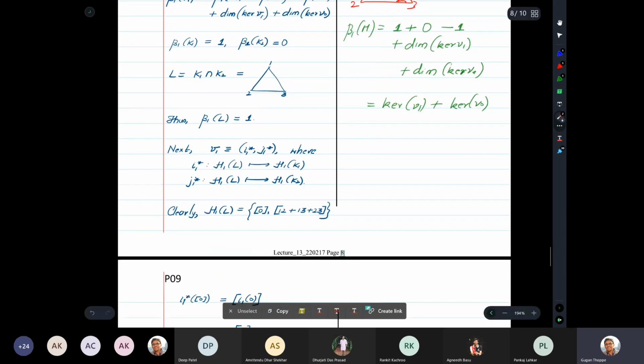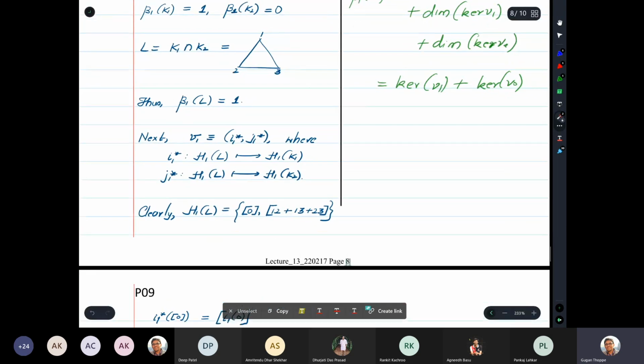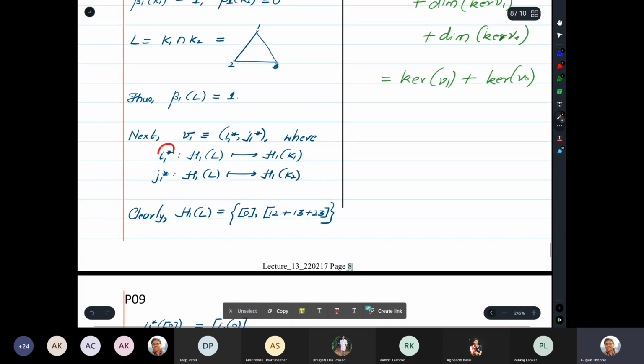Okay, so let's try to recall what these nu 1s and nu 0s are. So recall what nu 1 is. Nu 1 is a combination of I1 star and J1 star. So what is I1 star and J1 star? Well, I1 star is the map which goes from H1 of L to H1 of K1, and J1 star is the map that goes from H1 of L to H1 of K2. And what are these stars over here? Well, these are the homomorphisms that are induced by I and J, right?